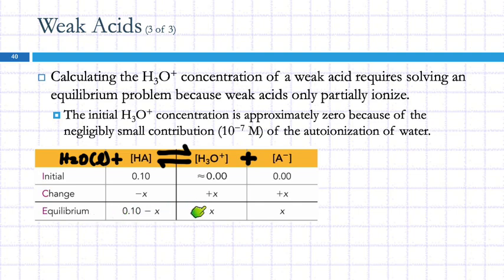And then we can take these expressions and plug them into the equilibrium constant expression and figure out what x is. And so this is the approach for finding the pH, or the hydronium ion concentration, for a weak acid. It's what we learned how to do in chapter 16.